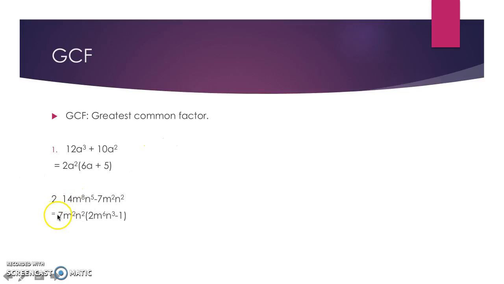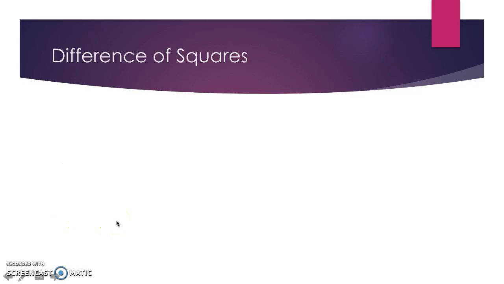Take 14 divided by 7 equals 2. M to the 8th divided by m squared, well, 8 minus 2 is 6. N to the 5th divided by n squared, well, we're left with n to the 3rd. And we have 7m squared n squared divided by 7m squared n squared, and that equals negative 1.